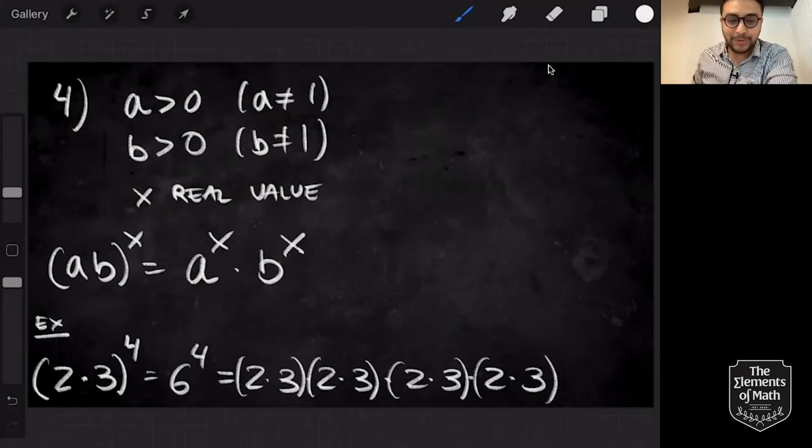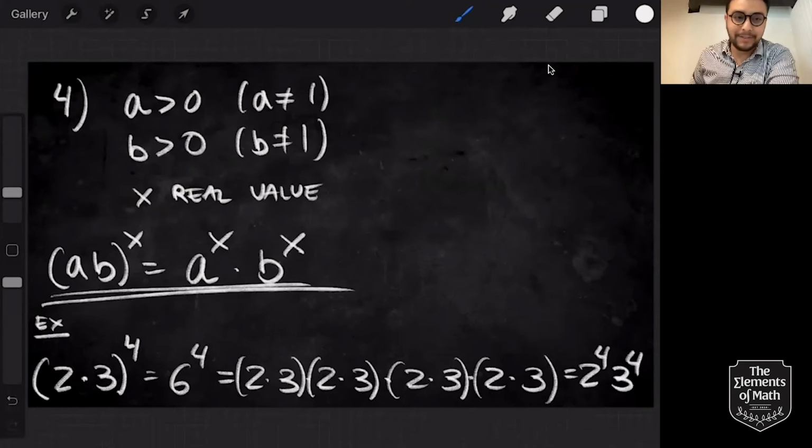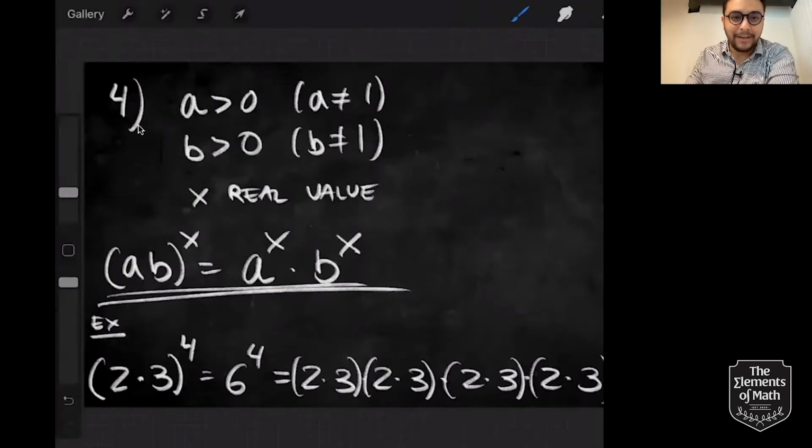How many 2's do you have? 1, 2, 3, 4. 2 to the power 4. The same as for 3. And that's exactly what your property told you at the beginning. Great, fantastic.